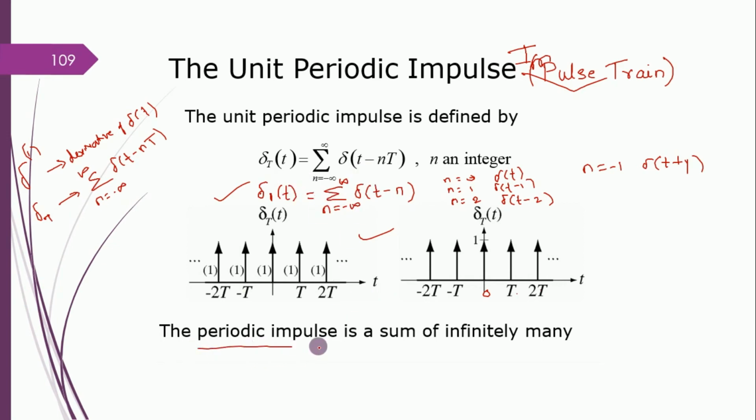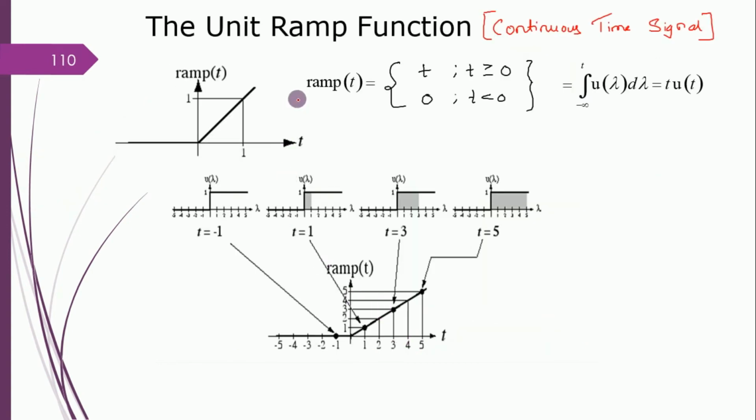The periodic impulse is a sum of infinitely many impulses. That's the meaning. Now quickly we go on to the next function, that is the unit ramp function. For the unit ramp function, we have two kinds again, the continuous time signal as well as the discrete time signal. The ramp signal is shown here. It is having unit slope. Slope is equal to 1.